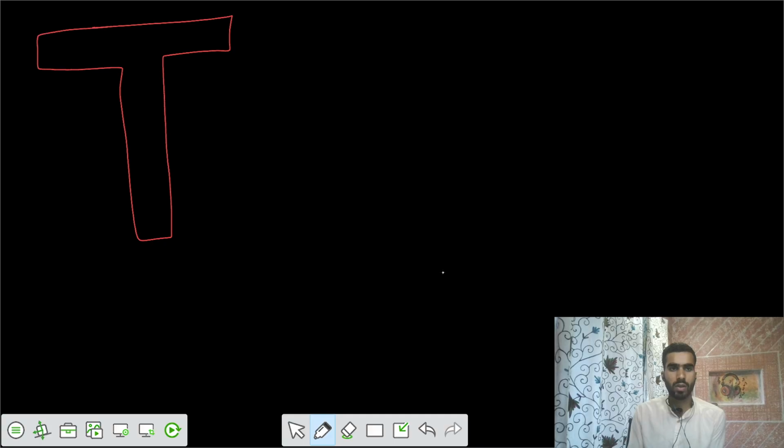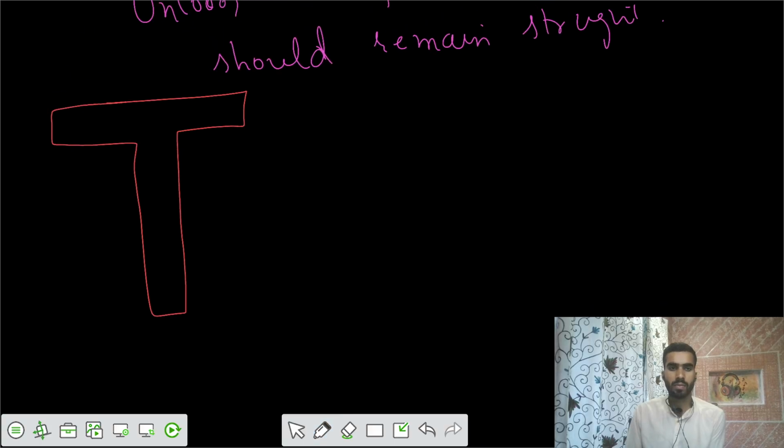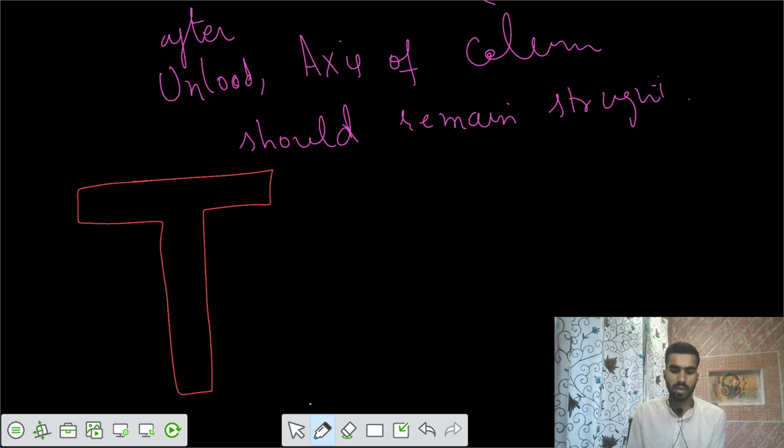Okay. So let's take the problems now. Let's take problem number one. You have a column whose cross section looks like a T section with the dimensions: this is 100 millimeter, thickness 10, here also 10, and 70 web. Let's say this is 70, and you want to find the buckling load.